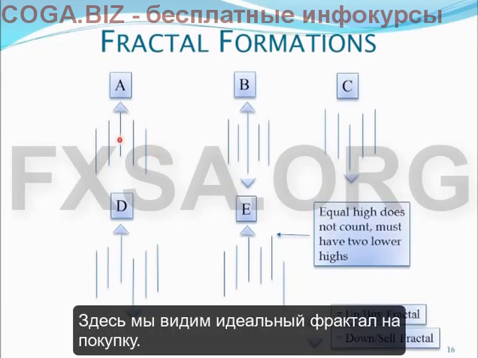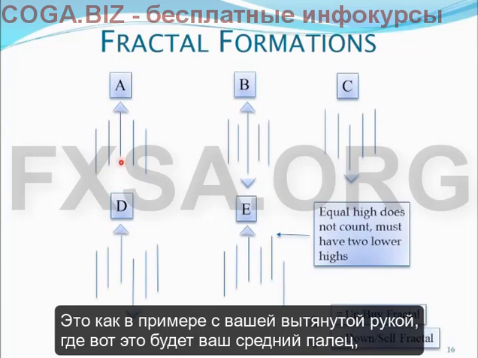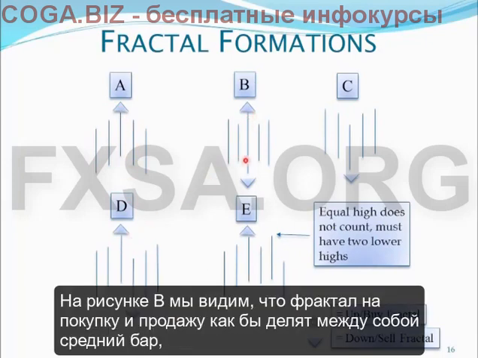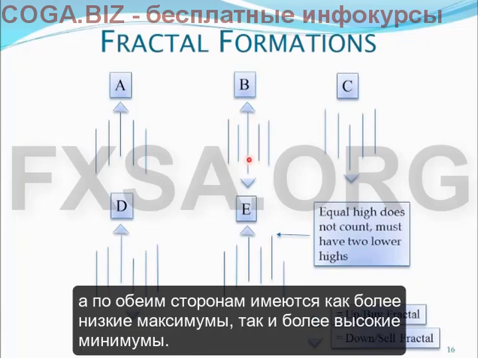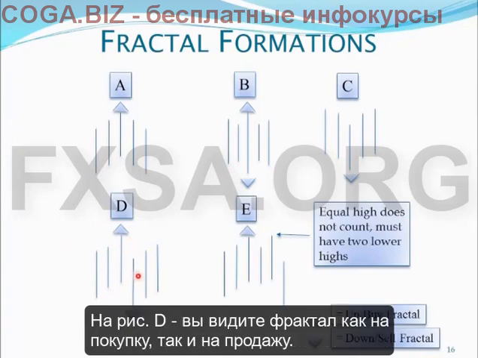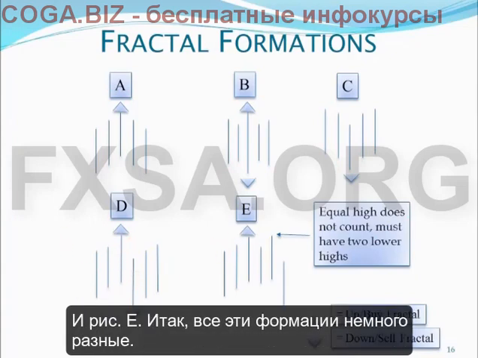So here we have a pristine fractal buy. This would be like if you're looking at your hand in front of you, that would be your middle finger, your 2 fingers to either side. So that would be your fractal buy. On B, we have a fractal buy and cell where they actually share a middle bar. They have 2 lower on either side on both. C, here's a fractal cell, pristine. D and E, you'll see a fractal buy and cell, and E. So here's some different formations.